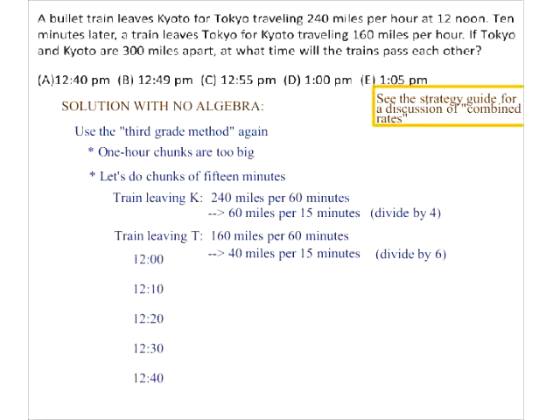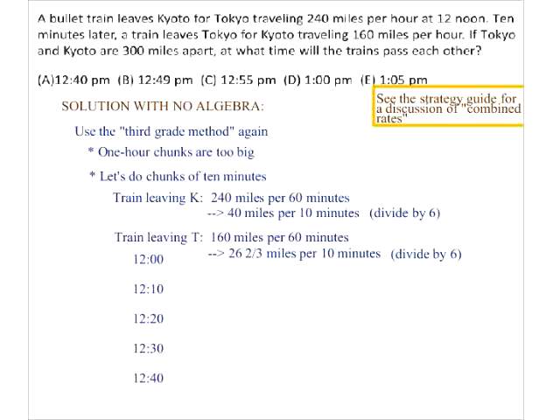Okay, so we're going to make this per 10 minutes again. So that's going to be 40 miles per 10 minutes, because you're dividing by 6. And that's going to be this ugly, horrendous 26 2/3 miles per 10 minutes. Okay, so then we can use the 12, because we have to have 12:10 in our table, because 12:10 is when the other train leaves. So if we don't have that, then it's bad news bears.